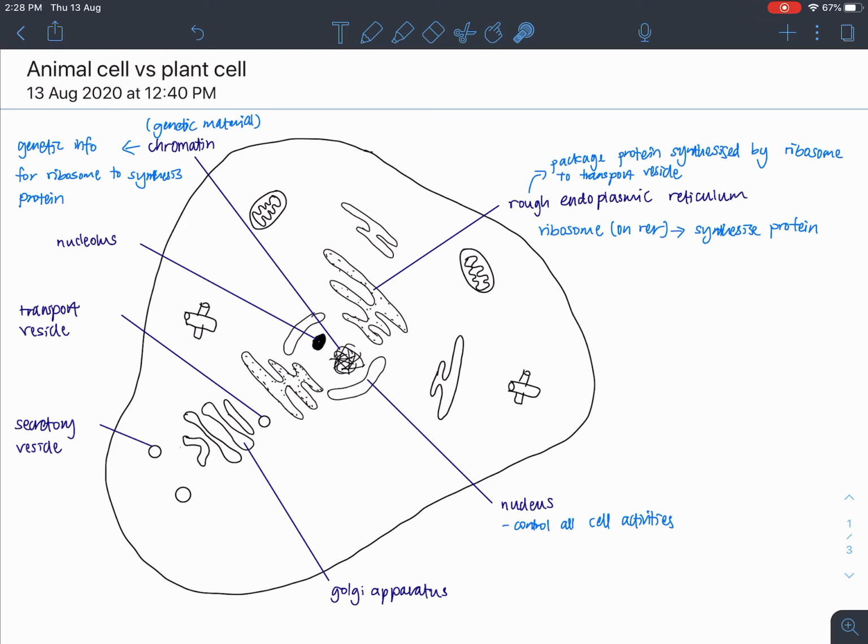So it goes like this. The chromatin sends out the genetic info to the ribosome on RER. The ribosome will produce protein, then the RER will package it into a transport vesicle, then send it to the Golgi apparatus.